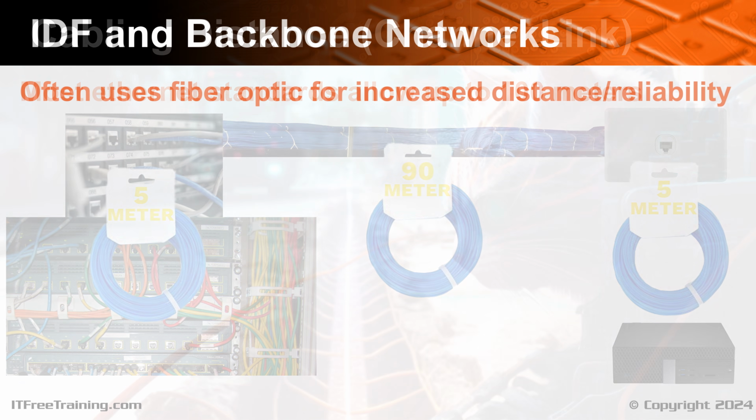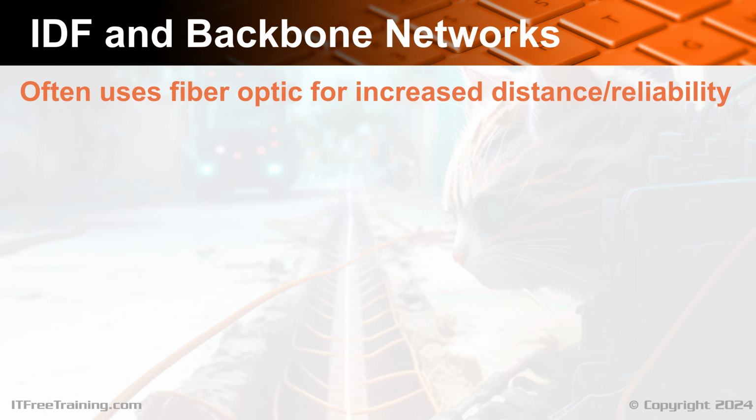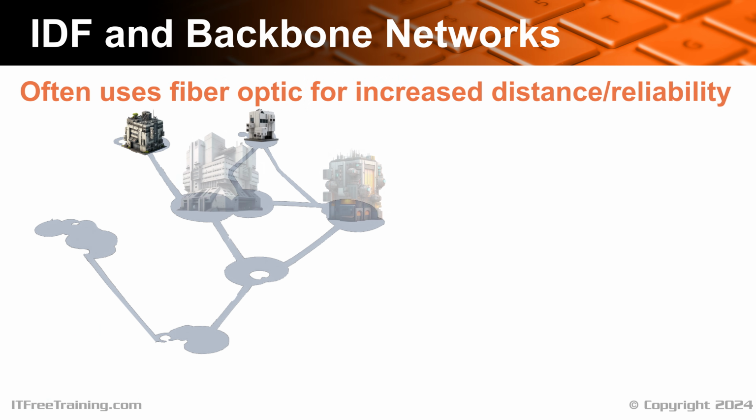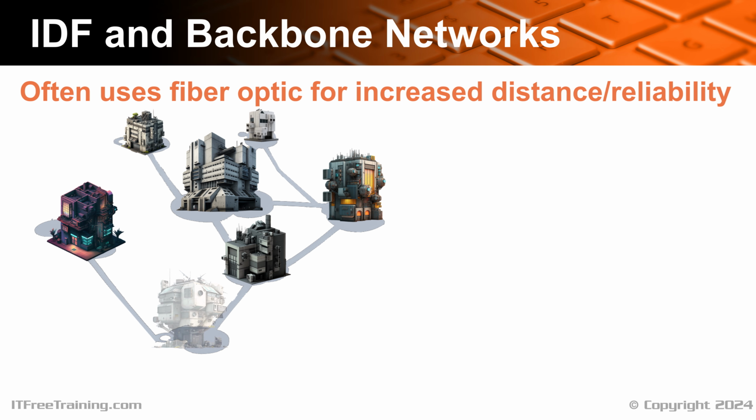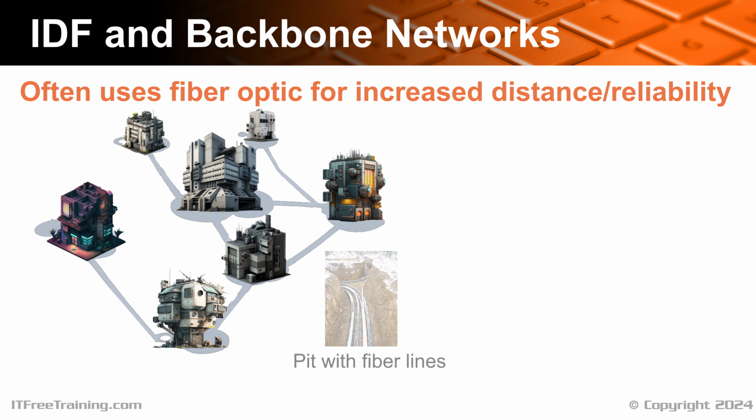To connect different parts of the network together, an IDF and backbone networks are used. Often these are connected together using fiber optic. Fiber optic allows for greater than 100-meter distances and tends to be more reliable than copper cabling. Consider that you have a network that is split over multiple buildings in one large site. To connect these buildings together, fiber is used.